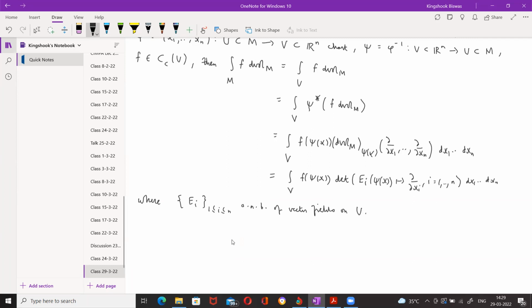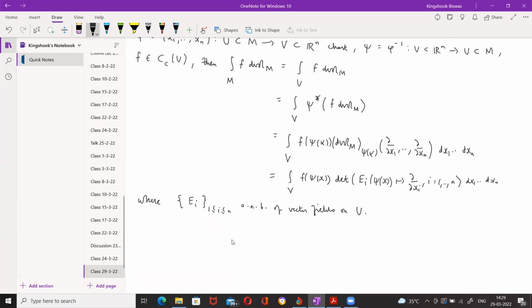Okay. So this is how we compute an integral with respect to the volume form. It's just the integral of the function times a determinant, right? With respect to dx1, ..., dxn on the image in R^n. Is this all right? Yes, sir. Okay.